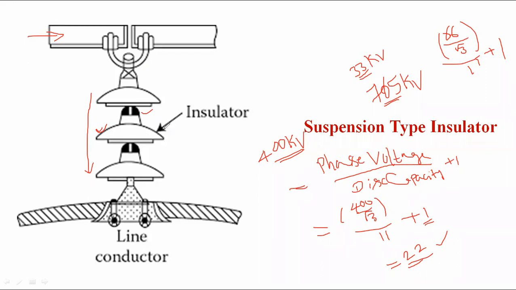If any one of the discs in the string fails, where N number of discs connected in series represents the string, the whole string is not useless; we can replace only that particular disc. The disc type insulator is connected in the horizontal plane, based upon the supporting structure, not considering the insulator itself. That is, the suspension type insulators are connected in the horizontal plane.